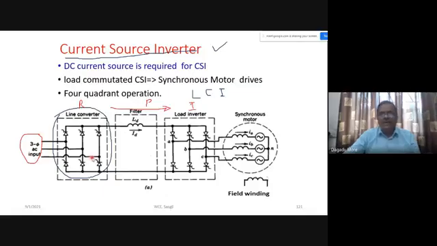Whereas the other is force commutation. We have some methods where we use LC components to turn off the thyristors, and that we call force commutation.